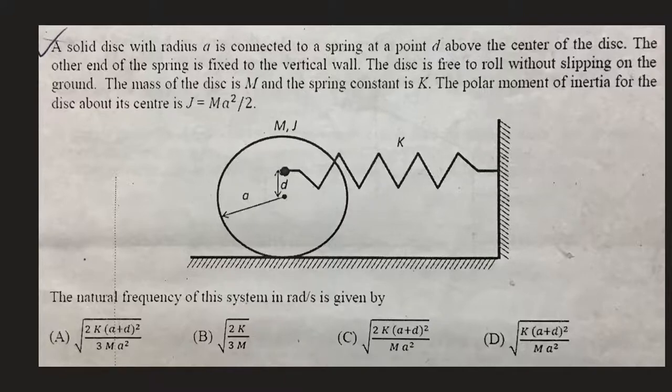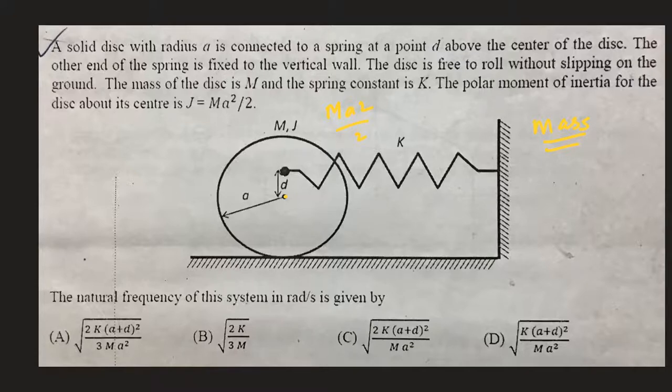So capital K is the stiffness of the spring and capital M is the mass of the disk, and the polar moment of inertia, polar mass moment of inertia to be very specific. So the polar mass moment of inertia of the disk about the center is given as Ma squared by 2. One little bit of information.